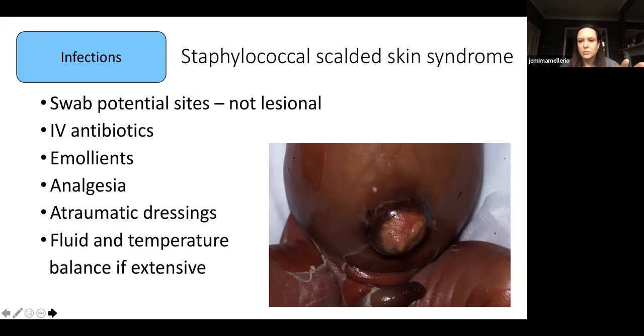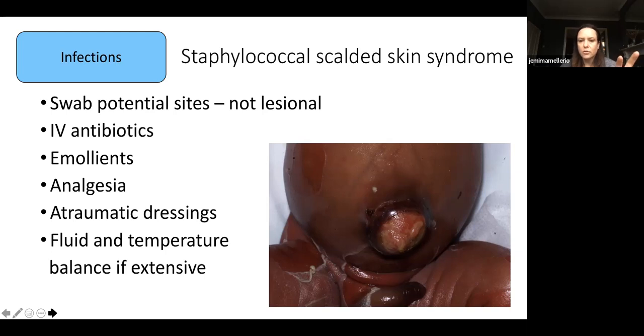The treatment is with usually IV antibiotics, emollients, analgesia, because this is an incredibly painful condition for babies and children that are affected. You might want to use some gentle specialised dressings. But really importantly, if it's very extensive, that baby's skin isn't able to do all the normal jobs that our skin does. For example, managing temperature regulation, managing fluid balance. So they need a lot of supportive care. And in extensive cases, they'll need very intensive care on a neonatal intensive care unit or a paediatric intensive care unit.